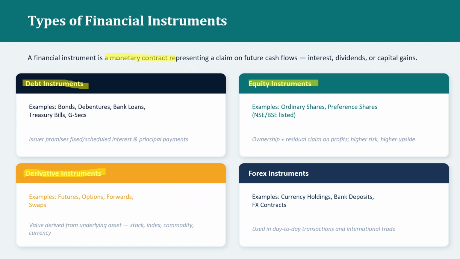Now, the last instrument that we see is forex or foreign exchange instruments. These instruments are related to the name itself, that is foreign exchange, such as holdings of foreign currency, bank deposits denominated in foreign currency, and foreign exchange contracts. They are used heavily in day-to-day international transactions such as import and export payments, foreign investments, and remittances, where parties need to convert one currency into another.